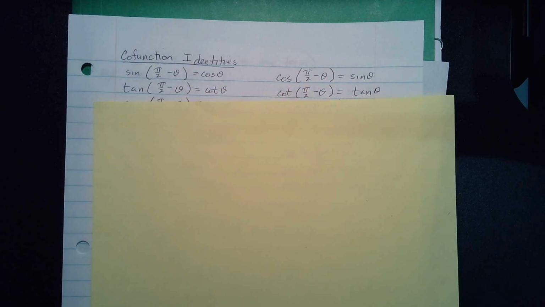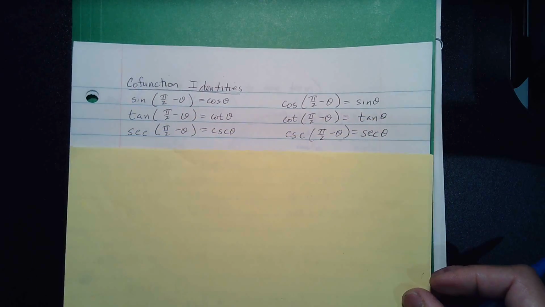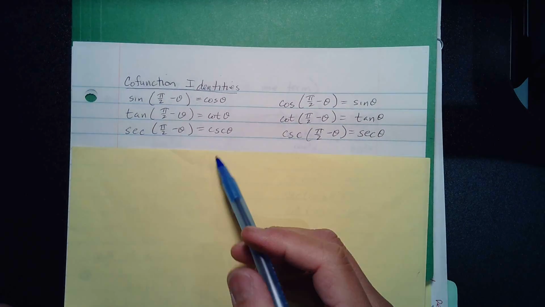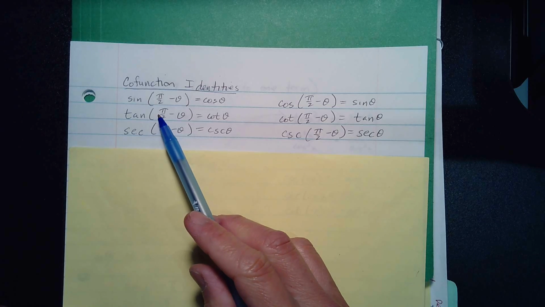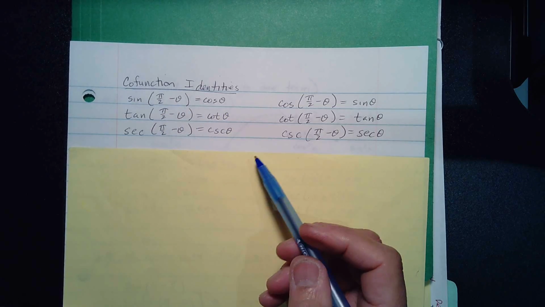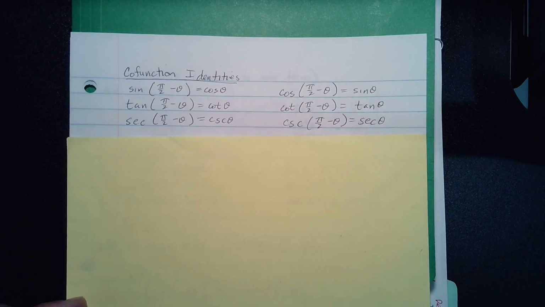Okay, just some more functions to recall. Just write these cofunction identities down. So we know that when we take the sine of the quantity pi over 2 minus theta, it's equal to cosine theta. These are identities. So just copy these 6 identities down, and we're going to use them for the next example.